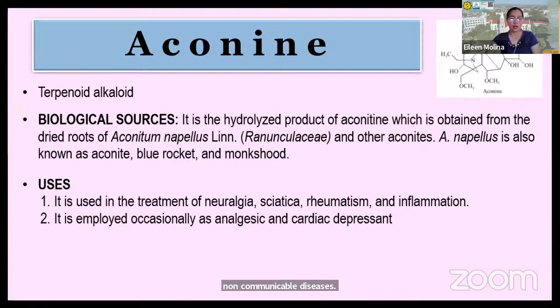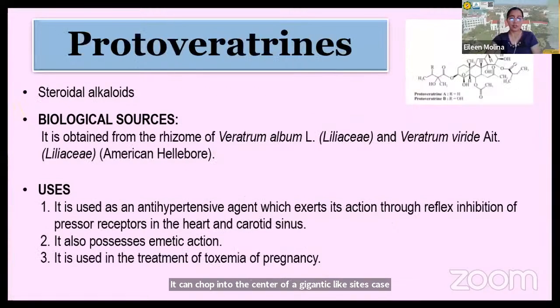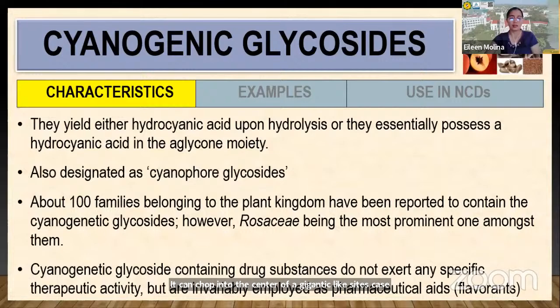You can jump into the cyanogenic glycosides. These are those that would yield hydrocyanic acid upon hydrolysis, or they essentially possess hydrocyanic acid in the glycone moiety, and we would designate them as cyanophore glycosides. For their uses, you can go to the next slide.